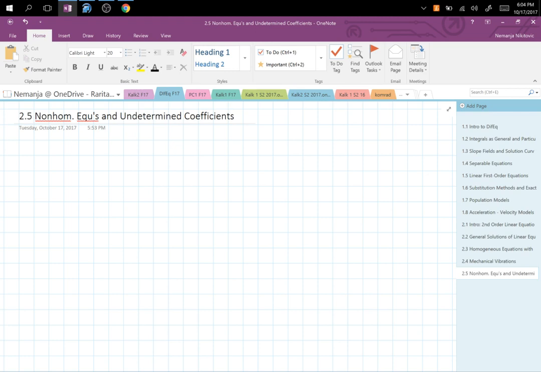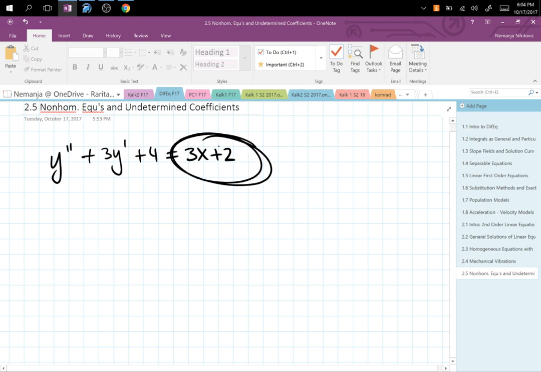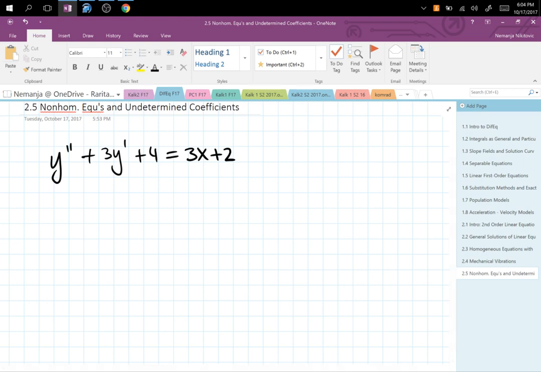First of all, to make sure that you remember the difference between homogeneous and non-homogeneous equations: the right-hand side is not 0, right? So, looking at the equation y double prime plus 3y prime plus 4y equals 3x plus 2. This is a non-homogeneous equation because of the 3x plus 2 on the right-hand side. We call that the forcing term, and that's generally the force that would push the system, like a mass-spring system and stuff like that.